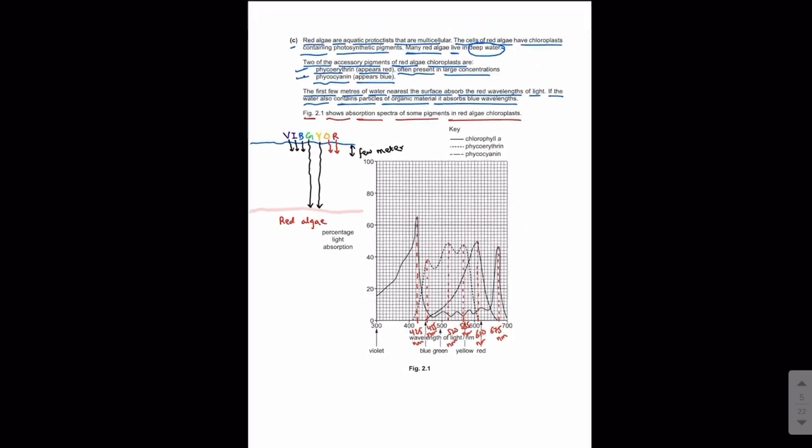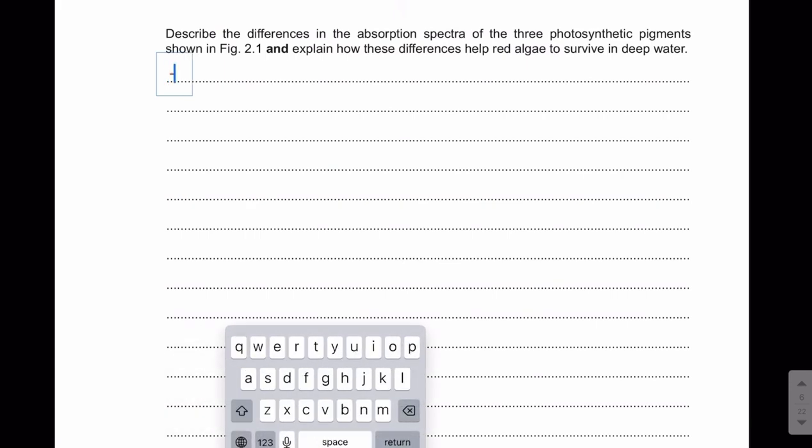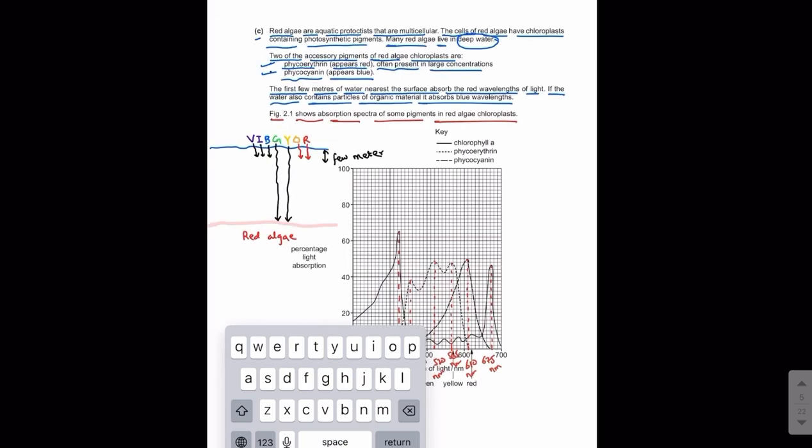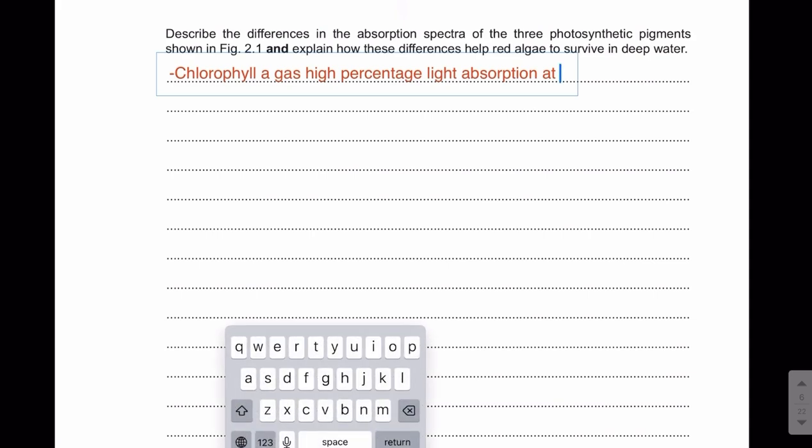So let's write about chlorophyll A first. What we can write is that chlorophyll A has high absorbance or high percentage light absorption at which wavelengths? 425 and 675. At 425 and 675 nanometers.